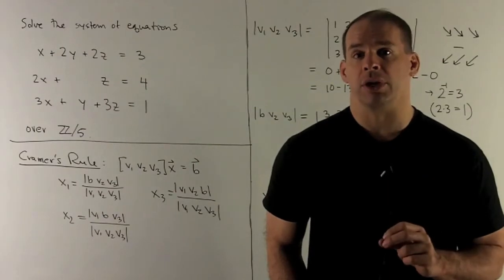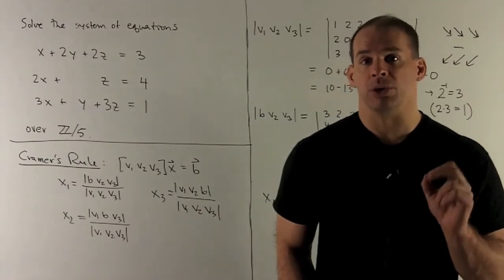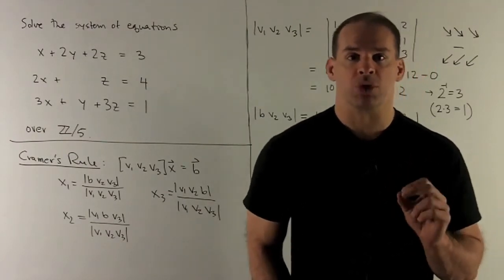Solve the following system of linear equations over Z mod 5. So our approach here is going to be to use Cramer's rule. What does Cramer's rule say?